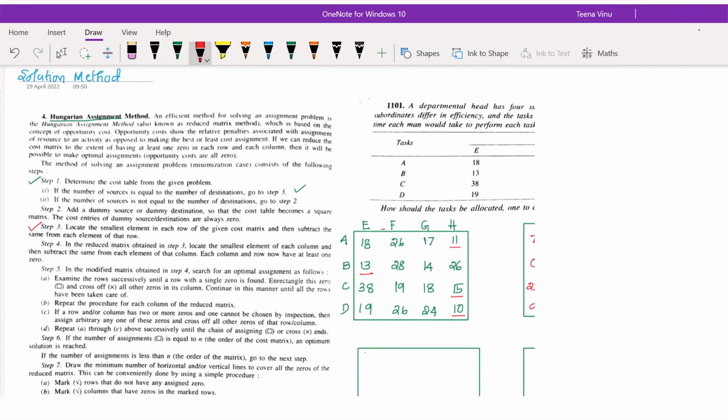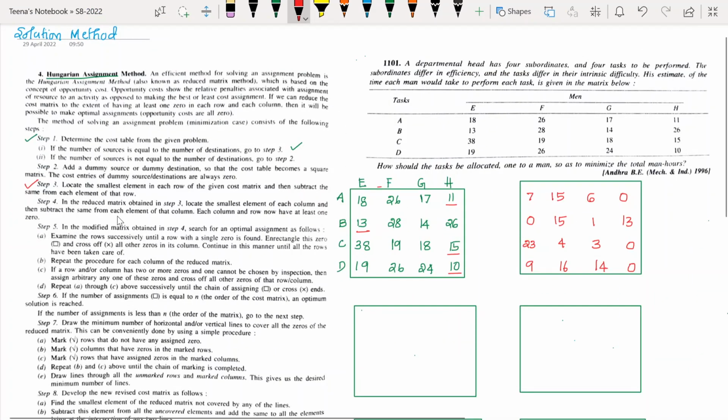In step 4, in the reduced matrix obtained in step 3, this is what we have in step 3. In the reduced matrix obtained in step 3, locate the smallest element of each column and then subtract the same from each element of that column. So just as we did for each row, we have to do for each column. So hence let us take column by column.